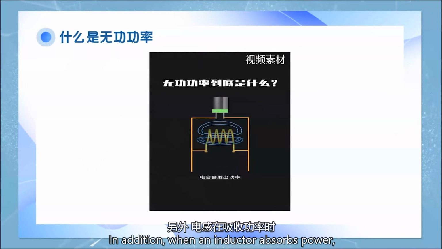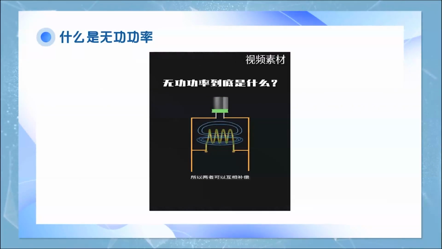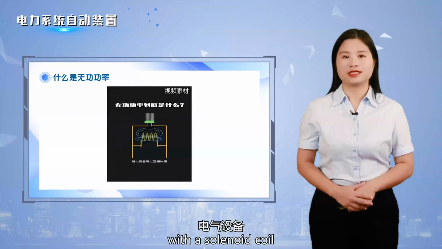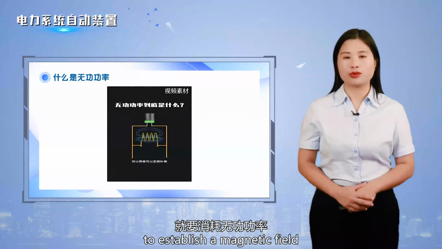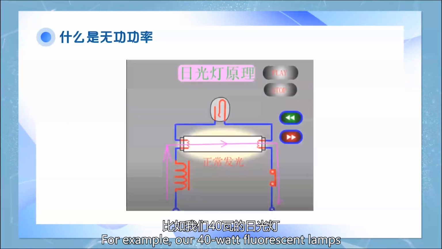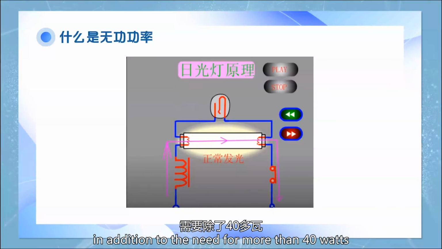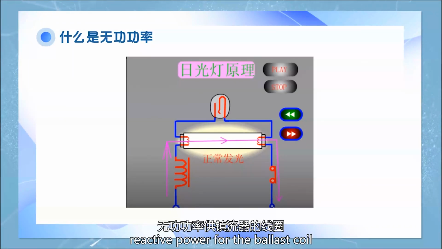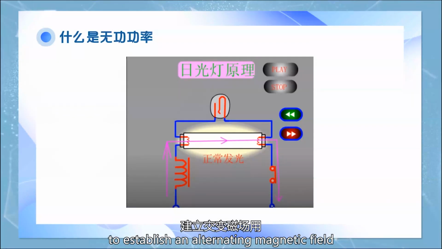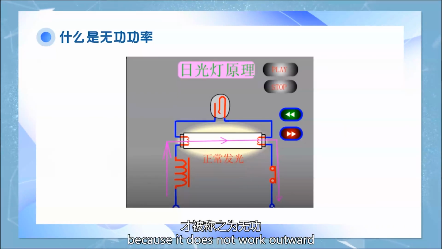In addition, when an inductor absorbs power, the capacitance will emit power. So they can compensate for each other. Any electrical device with a solenoid coil has to consume reactive power to establish a magnetic field. For example, our 40-watt fluorescent lamps, in addition to the need for more than 40 watts of active power to light, also need about 80 var of reactive power for the ballast coil to establish an alternating magnetic field. It is called reactive power because it does not work outward.